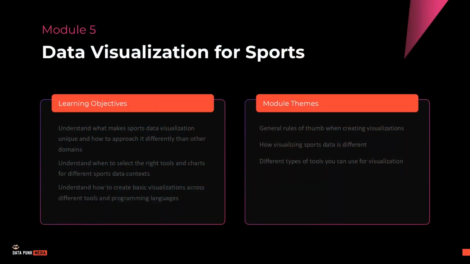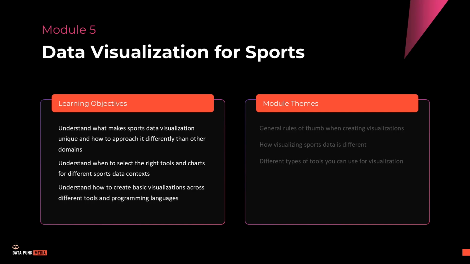In this module, we'll cover the following learning objectives: understand what makes sports data visualization unique and how to approach it differently than other domains, develop the ability to select the right tools and visualization types for different sports data contexts, understand how to create basic visualizations using Excel, Power BI, R, and Python. These learning objectives will be guided by the following themes: general rules of thumb when creating visualizations, how visualizing sports data is different, and types of tools you can use for visualization.